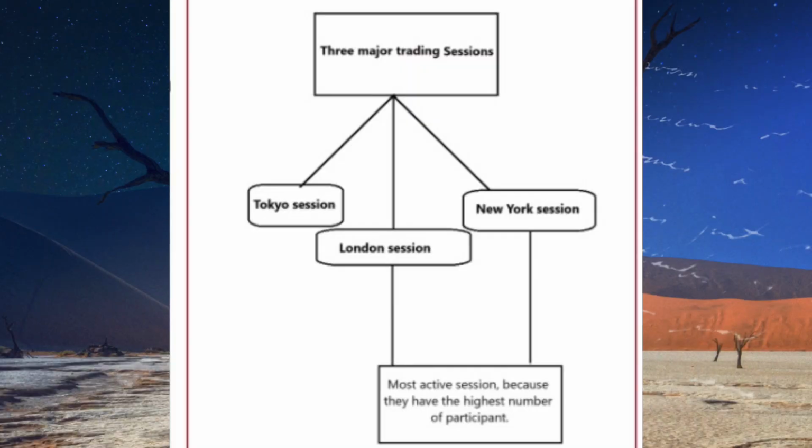Now, let me quickly say this: the fact that the Forex market is open 24 hours a day doesn't mean that you can trade anytime. We have three major trading sessions. We have the Tokyo session, the London session, and the New York session. The London session and New York session are known as the most active trading sessions. Why? Because they have the highest number of participants during that time.